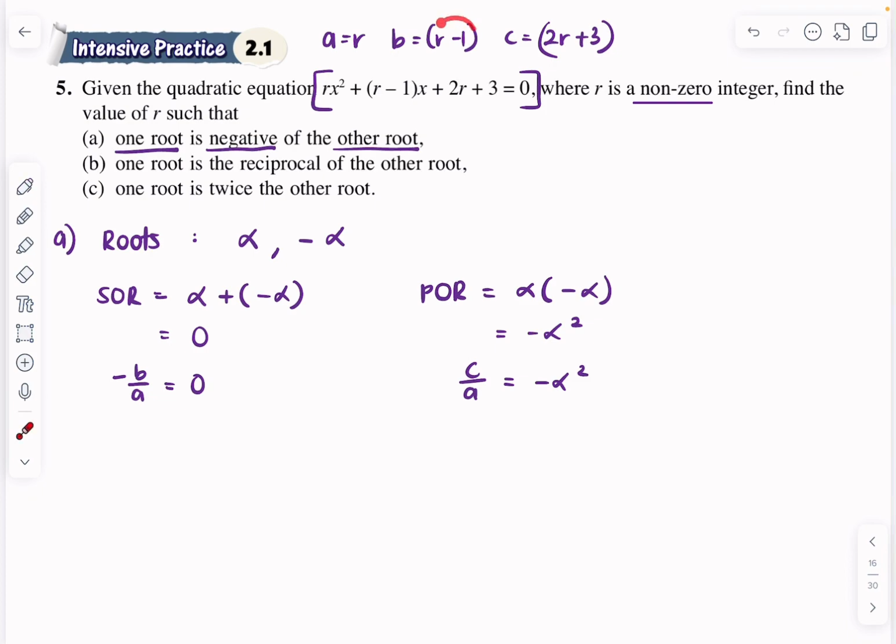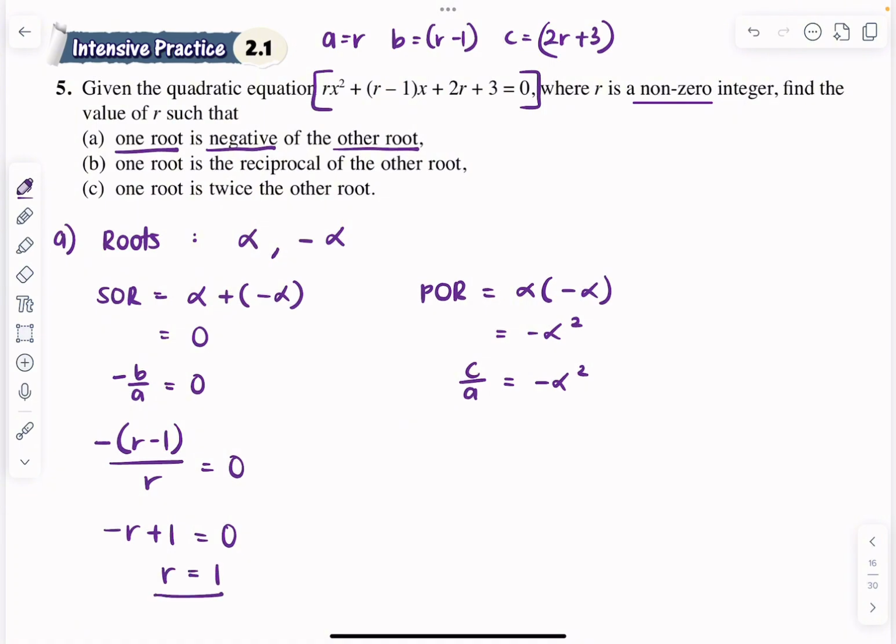So this is our b over a. So we can say negative r minus 1 over r equals to 0. Therefore, we times this here. So negative r plus 1 equals to 0. Therefore, r equals to 1. You can double check by doing POR.